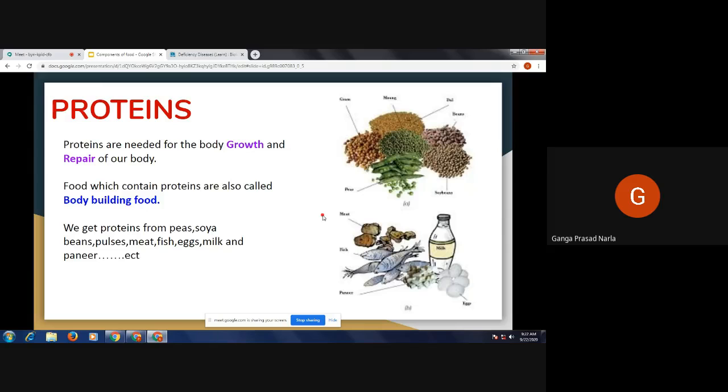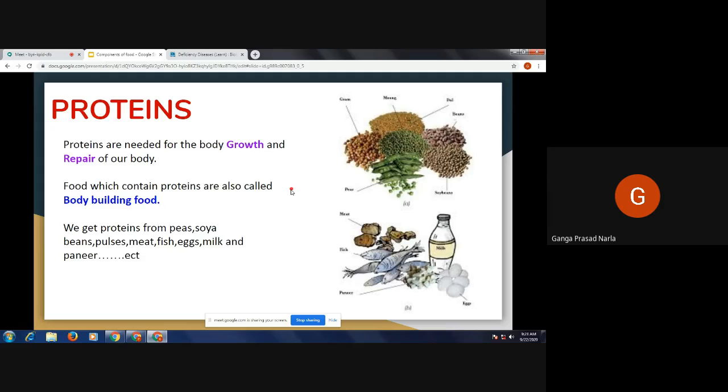So from where do we get protein? We get protein from peas, soya, beans, pulses, meat, fish, egg, milk, and paneer. These food items are called body building food because we get protein from them. Is it clear, children? Proteins are for the body growth and repair of our body parts. Food which contains proteins is also called body building food, right?